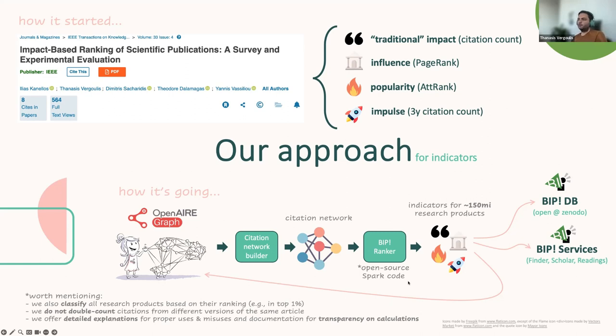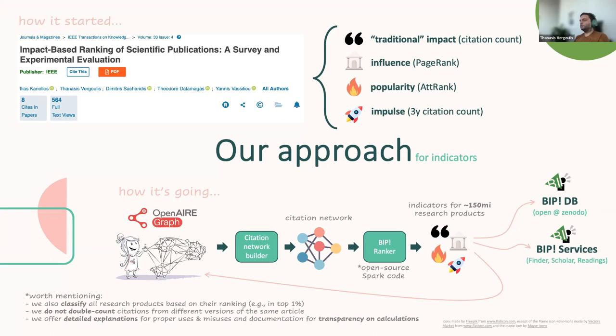A couple of things that are worth mentioning is that we don't only provide the scores, and because sometimes the scores are not very easy to understand, we also provide classes for each of the research products. For example, something like if this article is in the top 1% or 0.01% of a particular domain or of the whole data set that we have.